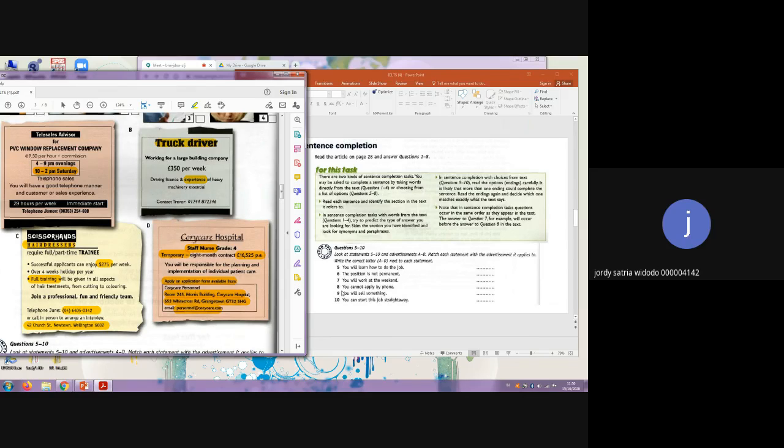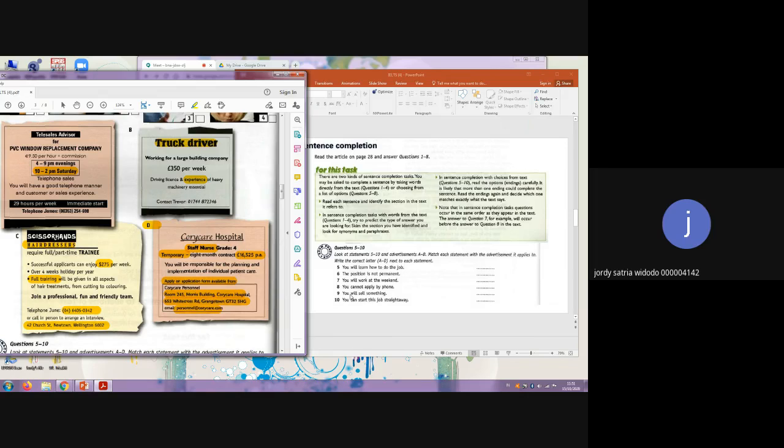What about number 8? You cannot apply by phone. Which advertisement tells you that you cannot apply by phone? It's only advertisement D, meaning number 8 belongs to advertisement D, Corey Care Hospital, since there is no phone number provided in the advertisement, there is only an address and also an email address.